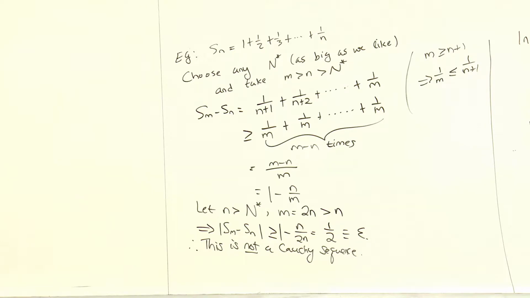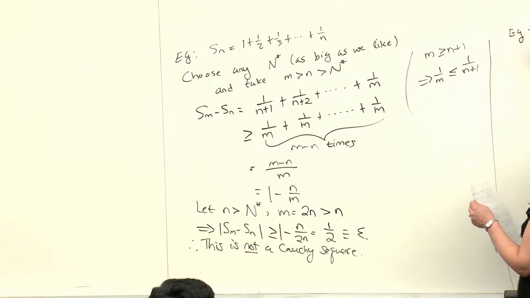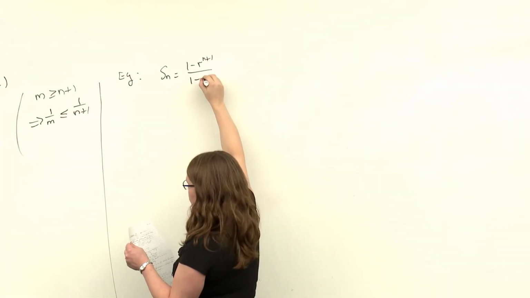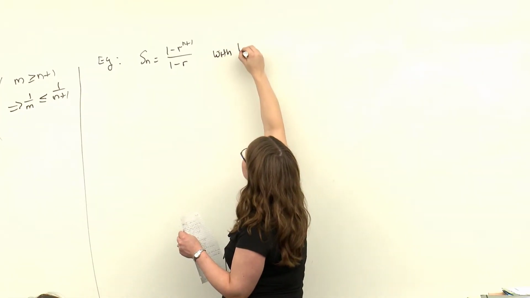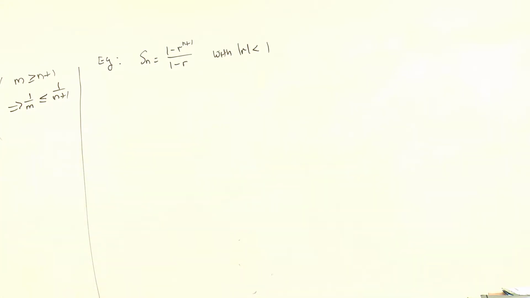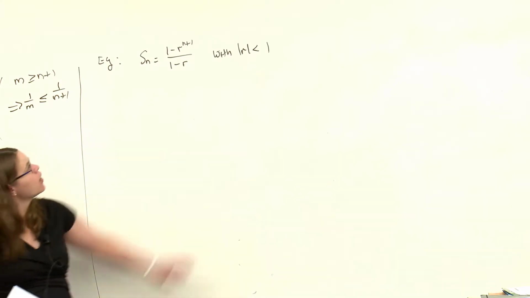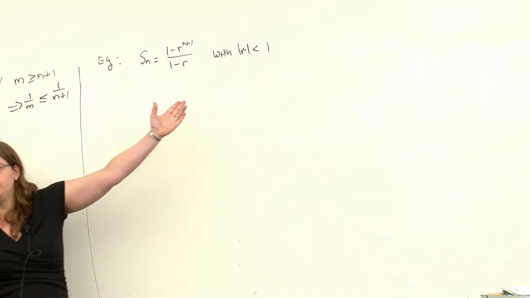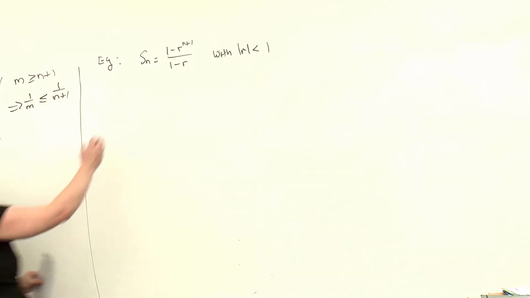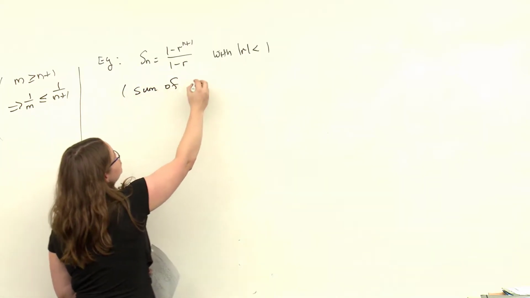We can also try to do an example where hopefully the definition actually works for us. Okay, so another example would be Sn equals (1 minus r to the n plus 1) over (1 minus r), where r is less than 1 in magnitude. Okay, this we've seen before, right? This is the sum of the geometric series. And you can prove that by induction.